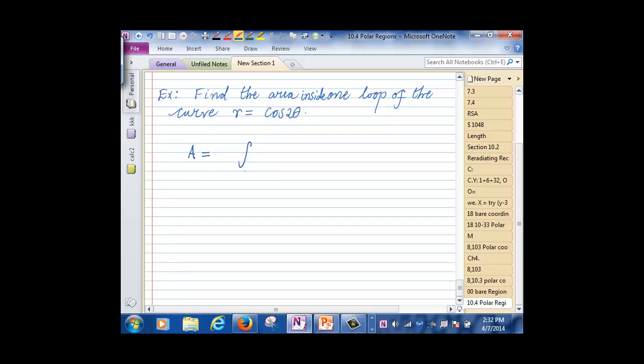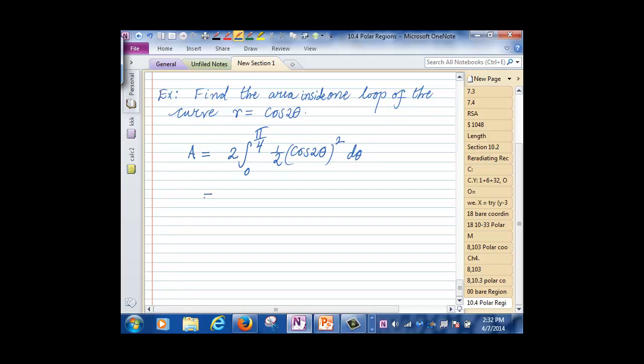Integral from 0 to pi over 4, and I should be taking half of cosine 2 theta squared. In this case, the inner radius is what? 0. The inner radius is 0. You can think of the inner radius as 0. And well, this is giving me the area of only half of the loop, right? So I have to multiply by 2.